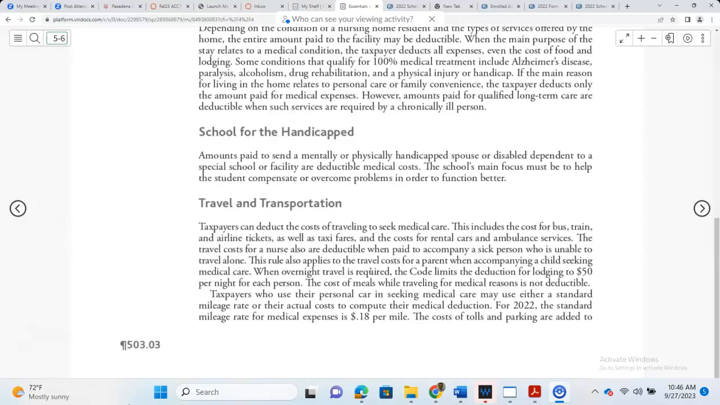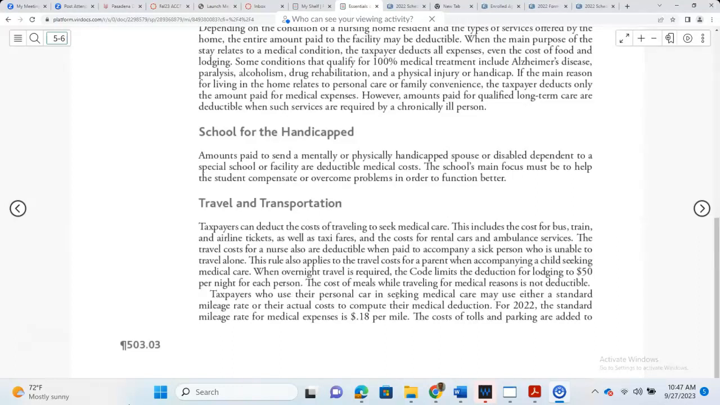When overnight travel is required, the code limits the deduction for lodging to $50 per night each person. So you can go to a fancy hotel, but it's $50 per night per person. The cost of meals while traveling for medical reasons is not deductible. Remember, meals you need to eat no matter what, so it's not deductible.